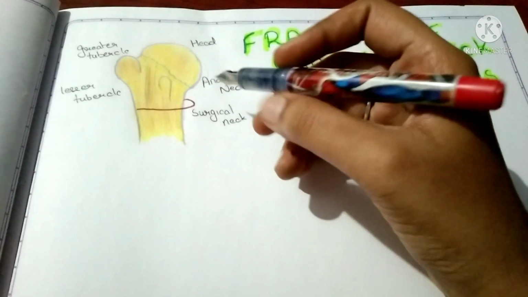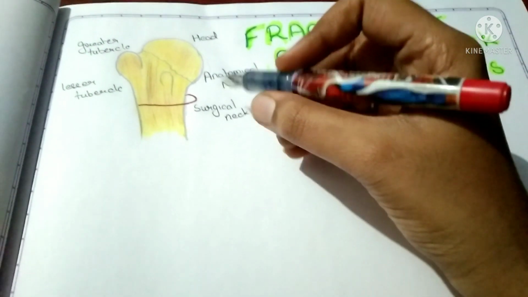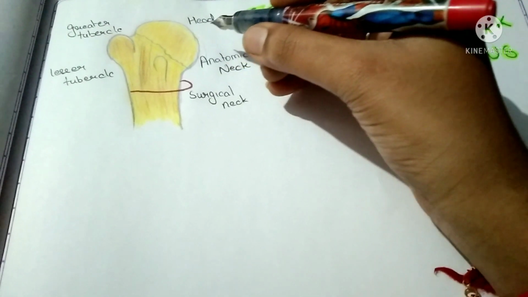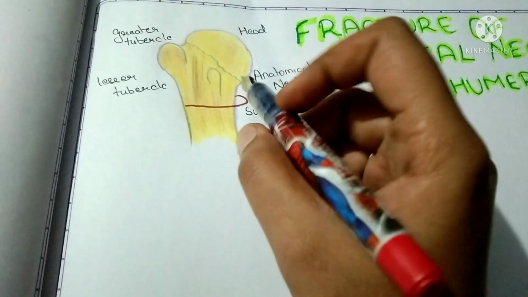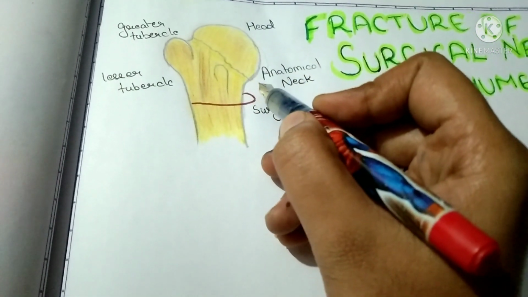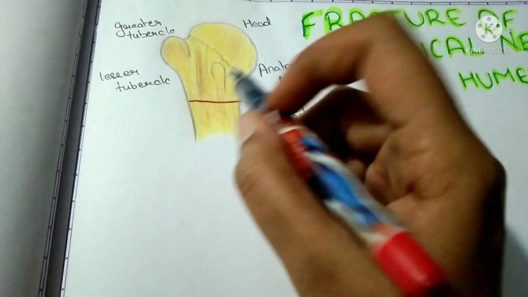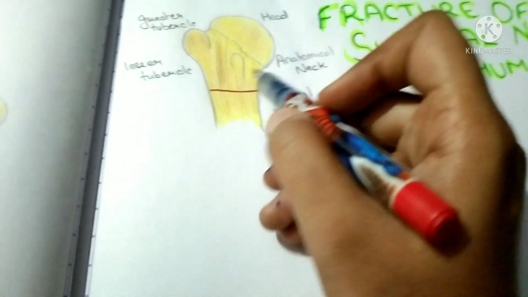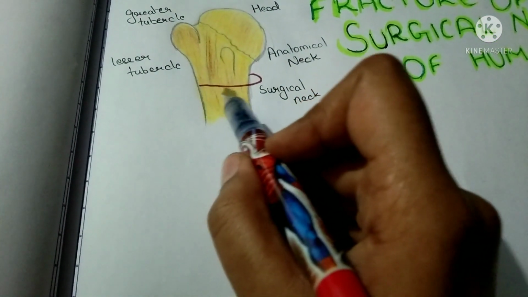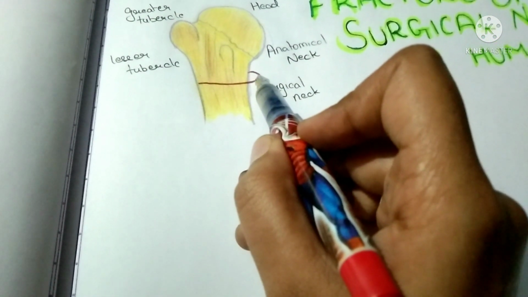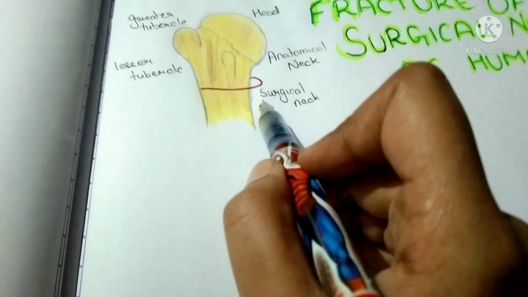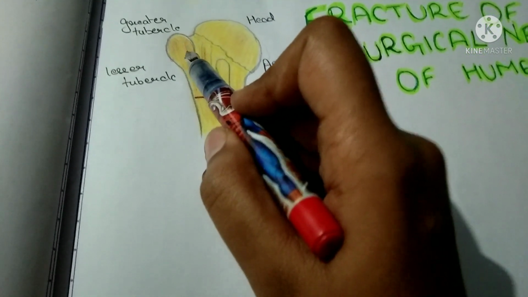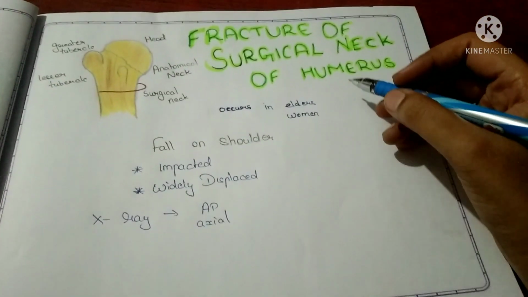First, we will see what are the structures in the upper end of humerus. The first is the head, which articulates with the glenoid cavity and forms the glenohumeral joint. Next, we have the anatomical neck, which separates the head and the upper end of humerus. Next, we have the greater tubercle or the greater tuberosity, lesser tubercle or lesser tuberosity, and the surgical neck. It separates the upper end of the humerus and the shaft of the humerus. The intertubercular sulcus or the bicipital groove is between the greater and the lesser tubercle.